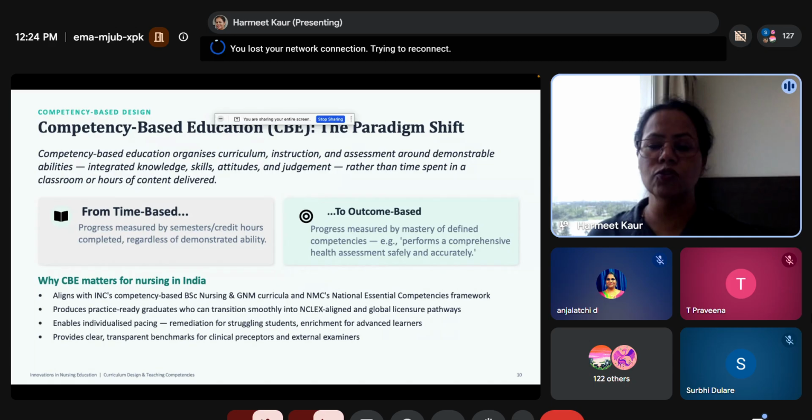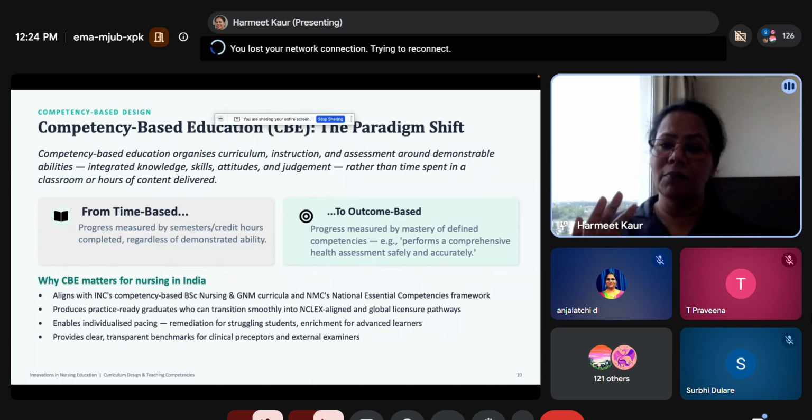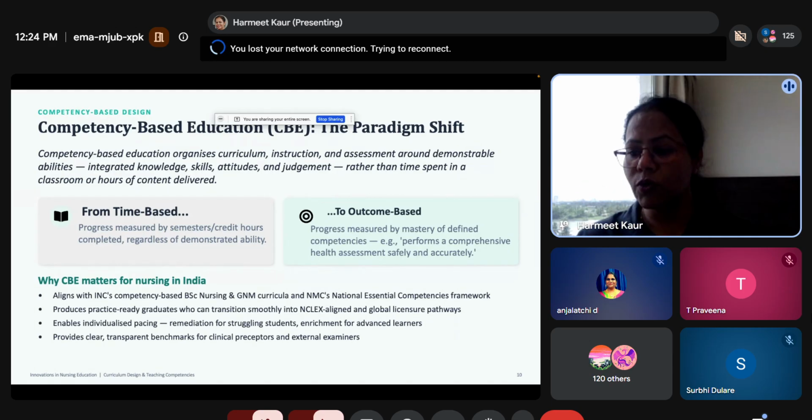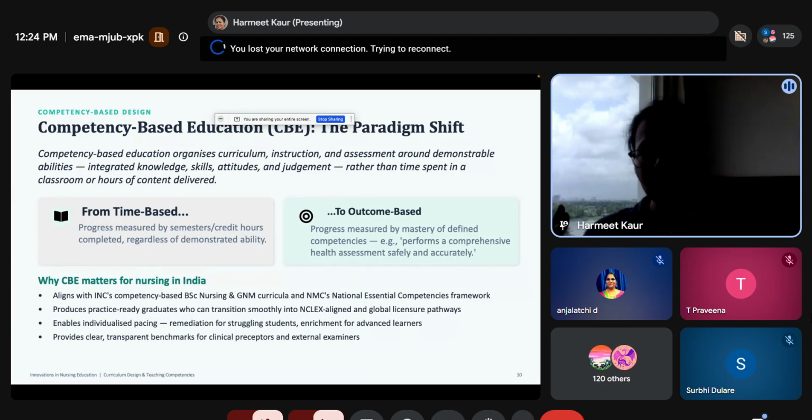There might be some students who do it in a better way, but the students who are not able to do it, you have to make them do it again and again until mastery is achieved. That is very important in competency-based education.